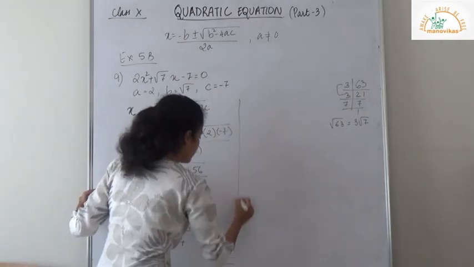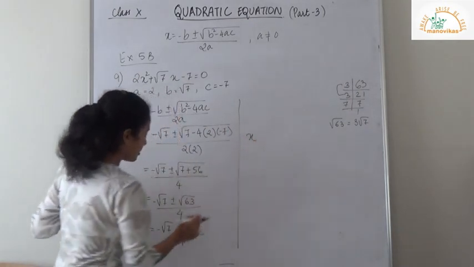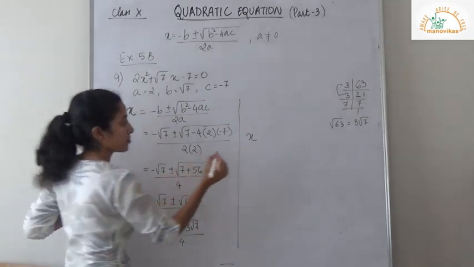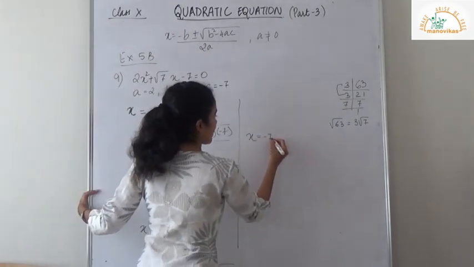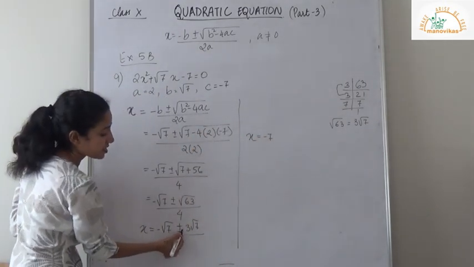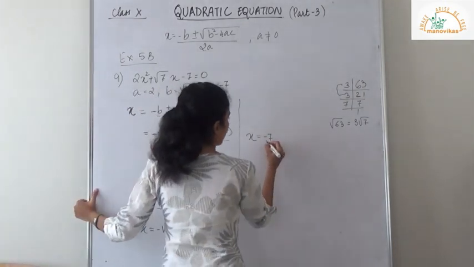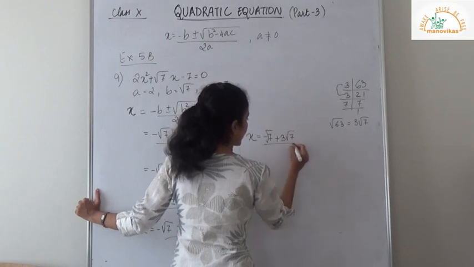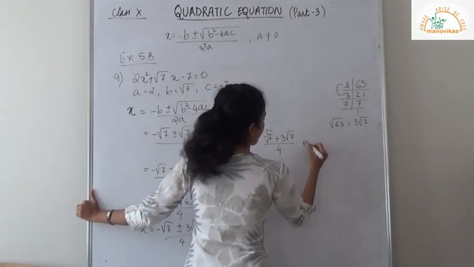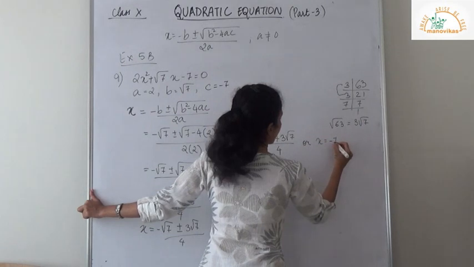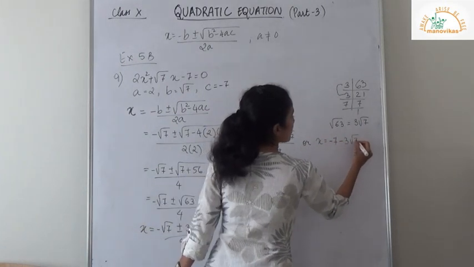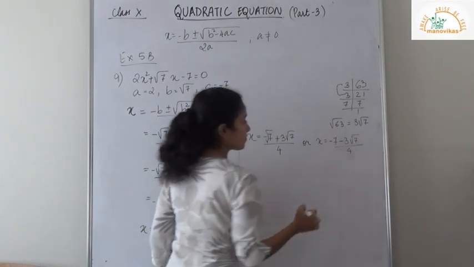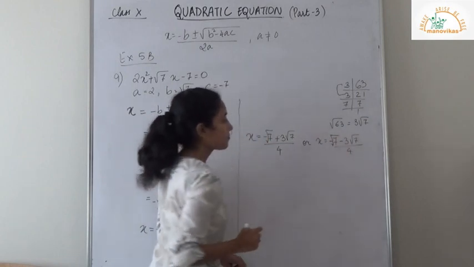So now, from here there are two values of x. The first one is with positive 3 root 7: x is equal to negative root 7 plus 3 root 7 divided by 4, or x is equal to negative root 7 minus 3 root 7 divided by 4.